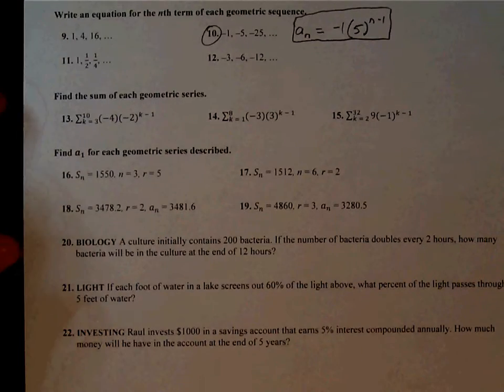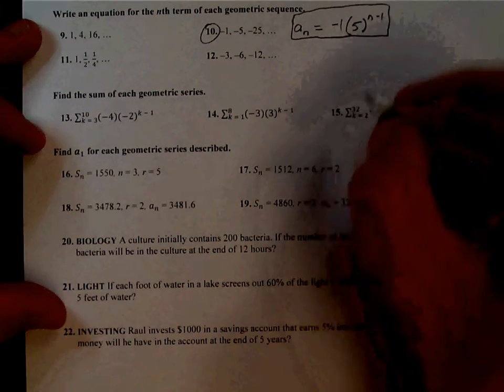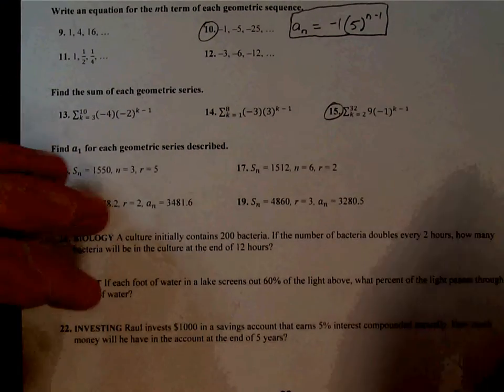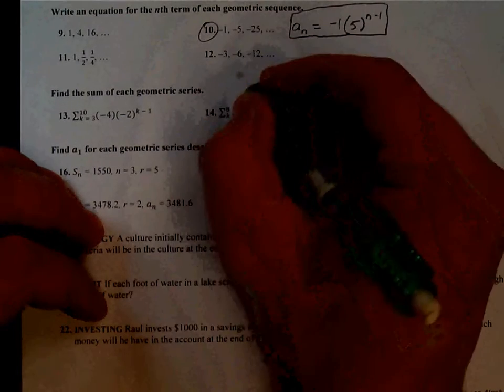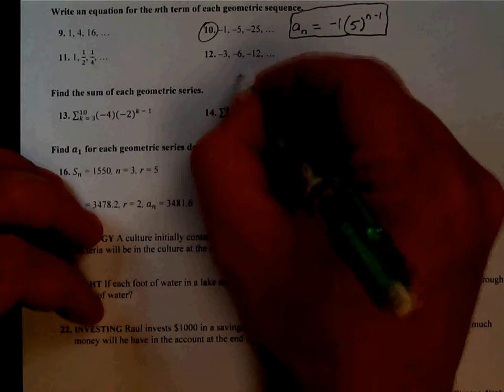Number 13, actually no, I'm going to jump to number 15. Just have more room to work over here on the side. So, sum of a series. We actually have two formulas.